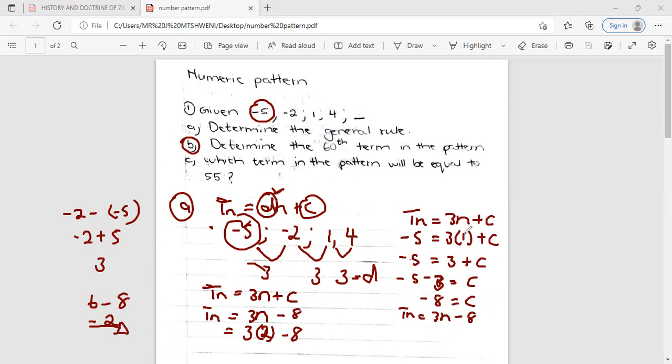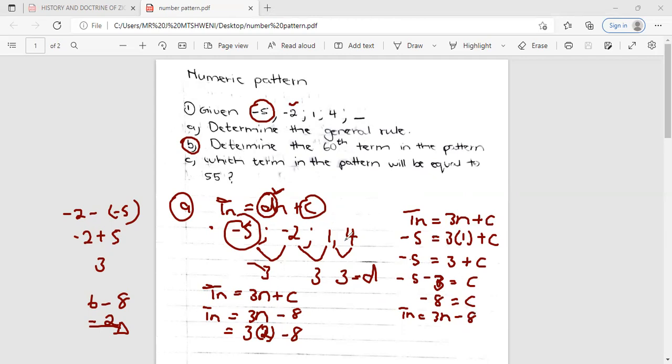If you choose to say term number 2 here, which means term number 2 is equals to what? It's equals to negative 2. It's this one, negative 2. Then begin to solve for C. Then you find that your C is equals to negative 8. I hope this one you understand.